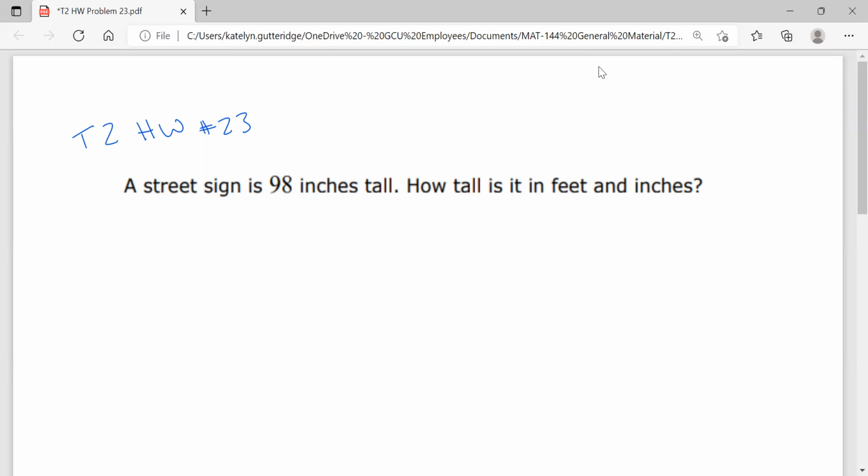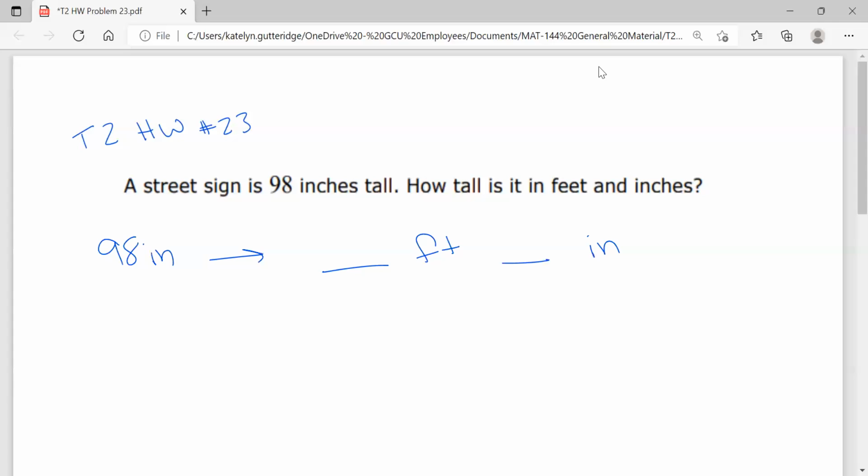So for our problem here, we have a street sign that is 98 inches tall. How tall is it in feet and inches? So what we know is our street sign is 98 inches. We need to write this out as some amount of feet and some amount of inches. So we need to figure out how many whole feet we have in 98 and then how much left over is going to build our inches.